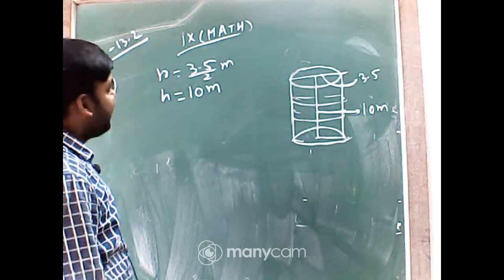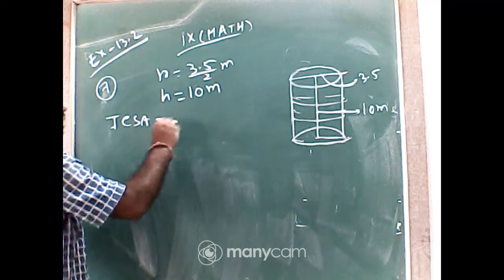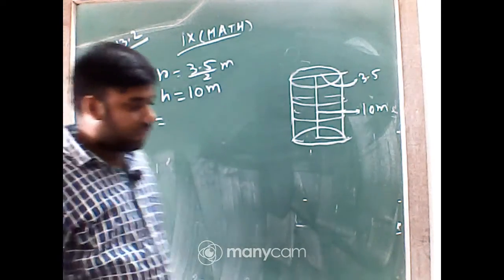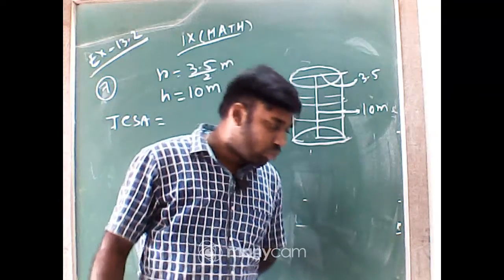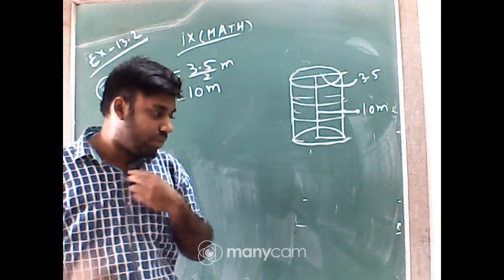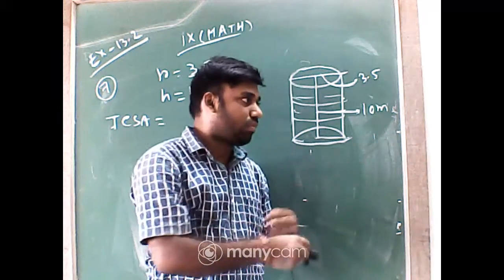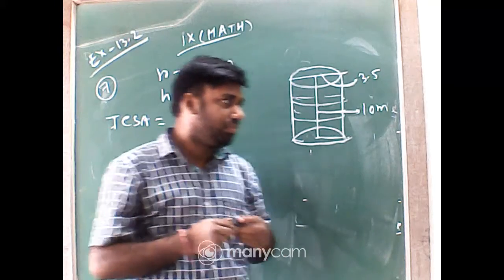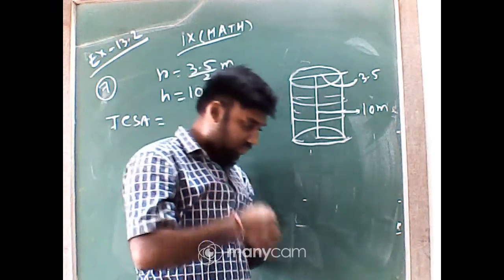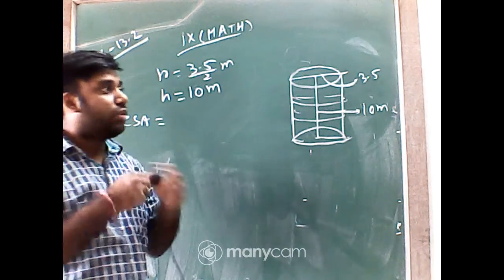So inner curved surface area, that is ICSA. What is the formula of inner curved surface area? Tell me in the chat box. Two pi r h. Okay, 2 pi r h.